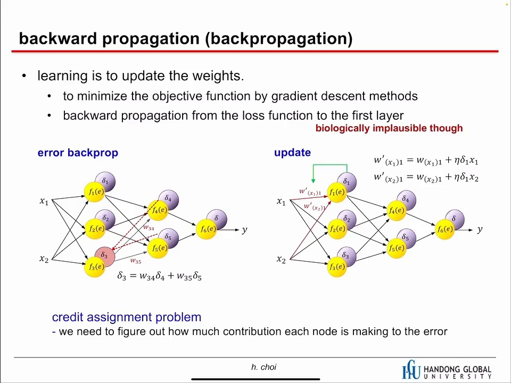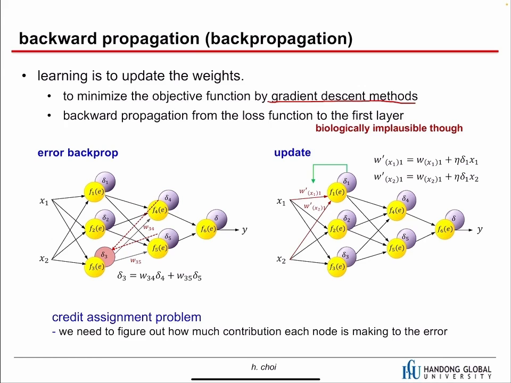Now, backward propagation. The learning is to update the weights of the neural networks to minimize the objective function by a gradient descent method. About this gradient descent method, we're going to talk about it in the numerical optimization chapter, in the next chapter. And the backward propagation goes from the loss function to the first layer, from the output to the input.